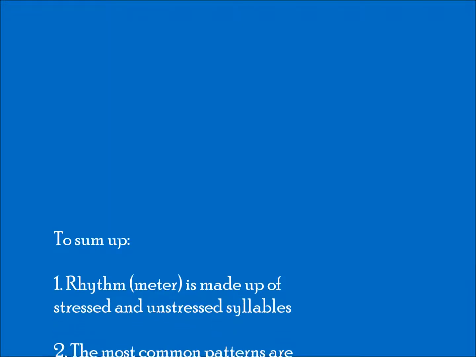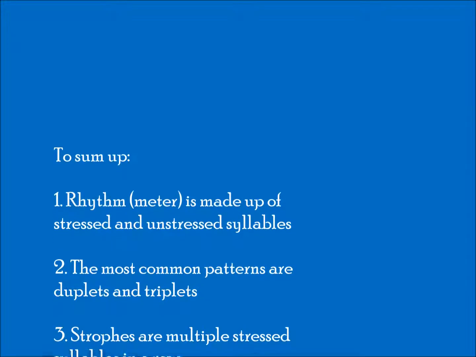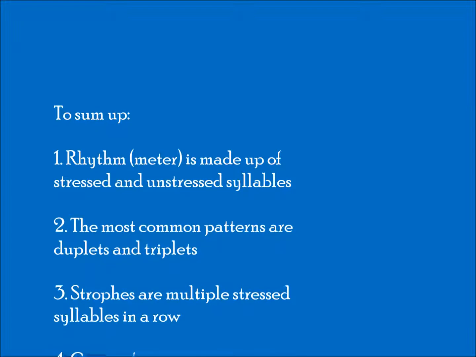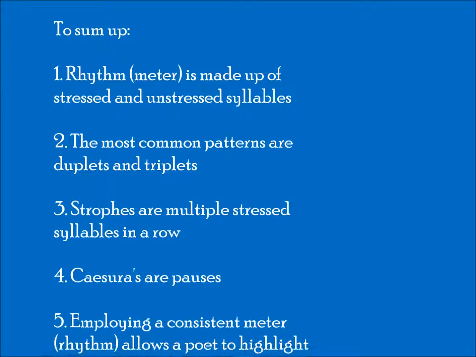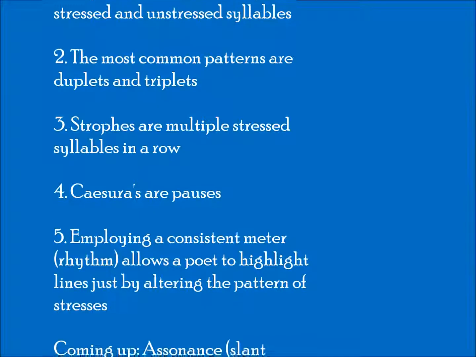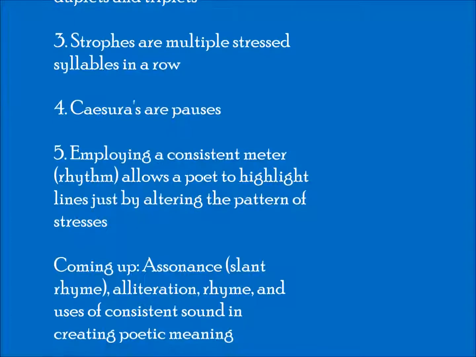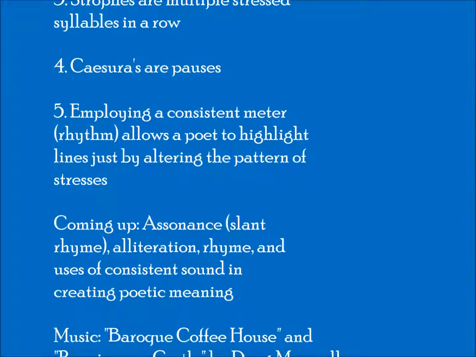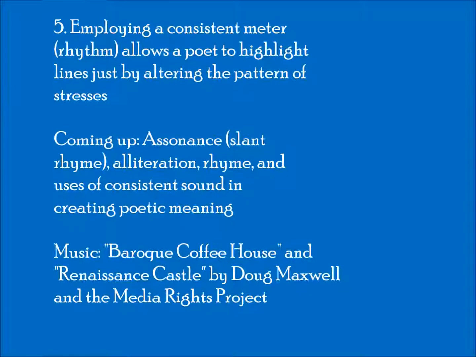To sum up, in Western poetry, rhythm is made up of stressed and unstressed syllables. The most common patterns of rhythm are duplets and triplets. Strophes are multiple stressed syllables in a row. Caesuras are pauses. And the reason that a poet employs a consistent meter is that doing so allows the poet to highlight particular areas.